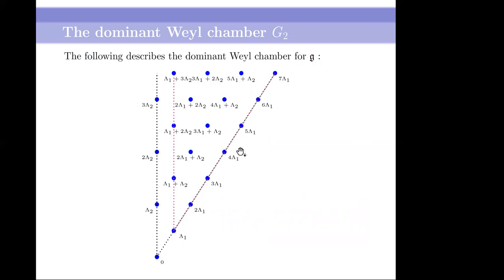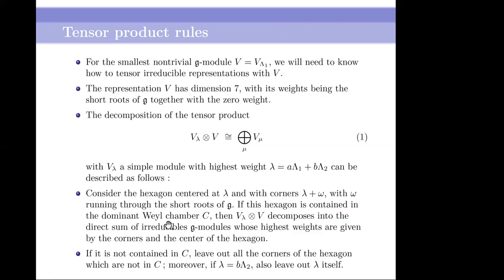In those cases, the decomposition consists of all the corners that are within the Weyl chamber and the center itself. And if your lambda is on the left side of the Weyl chamber, then we also omit lambda. In other words, the decomposition, for example for this weight, will be the 3 dominant weights here. And so that gives us the decomposition. This is what I describe here.